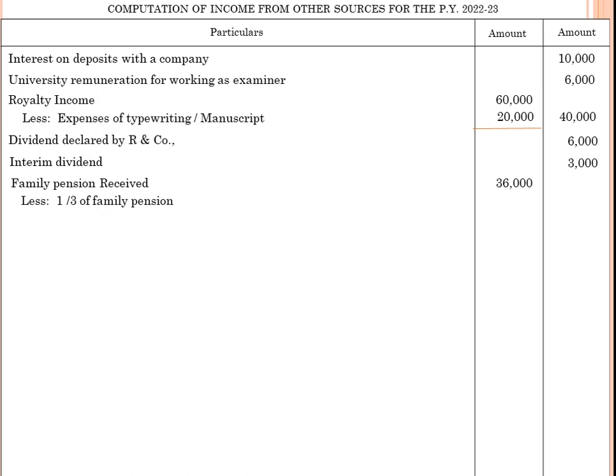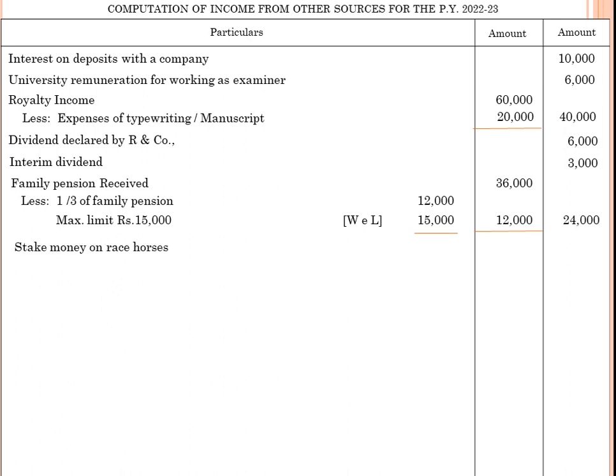Family pension received 36,000. Less one third of the family pension, one third of 36,000, which is 12,000. Maximum limit is 15,000. Comparing these two, whichever is less, 12,000. You deduct it out of 36,000, and the balance 24,000 is taxable.